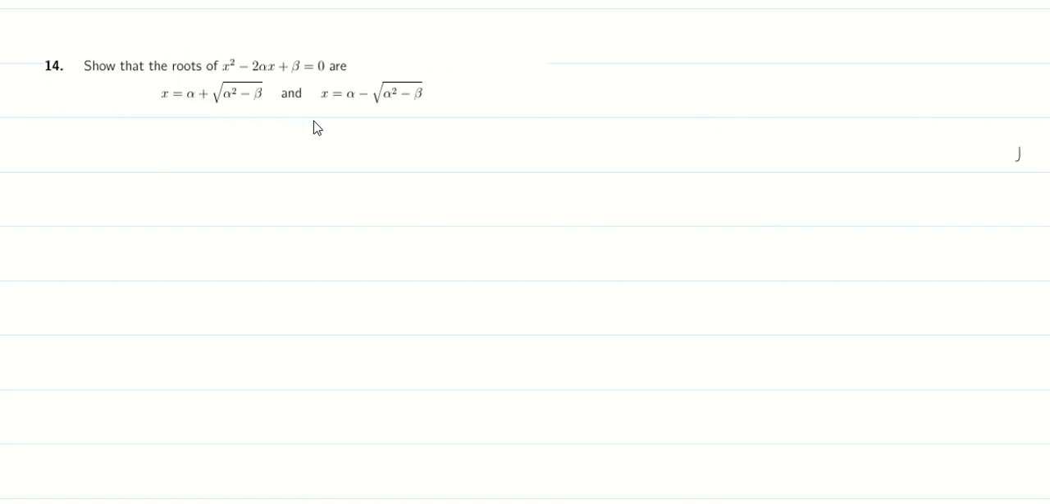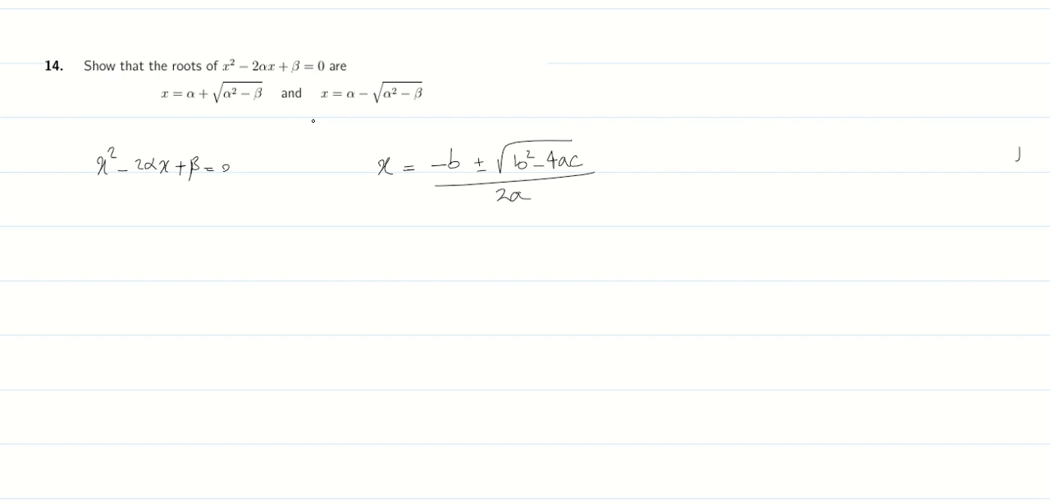Okay, on this question, we want to show that the roots of the following quadratic equation are as follows. In order to do so, we're going to use the quadratic formula. So based off the equation, we have x squared minus 2 alpha x plus beta is equal to 0. Now based off the formula, we know that our x values are equal to minus b plus minus the square root of b squared minus 4ac, divided by 2a.